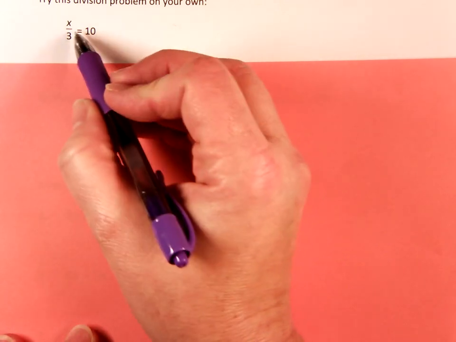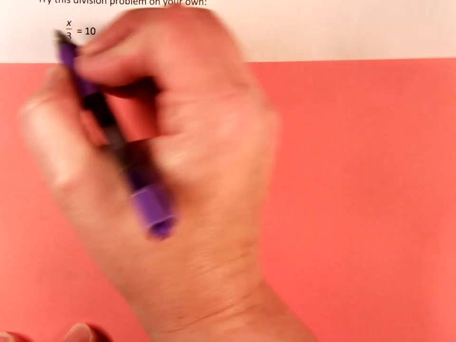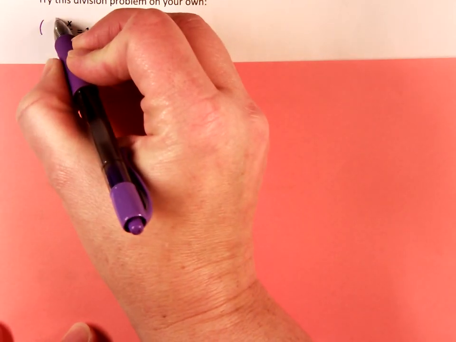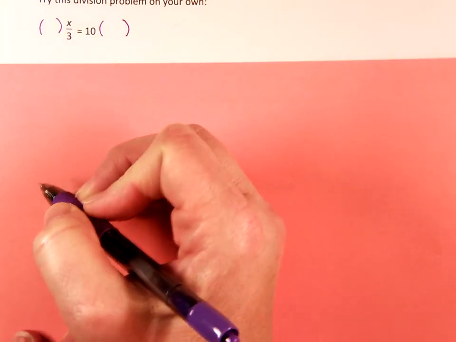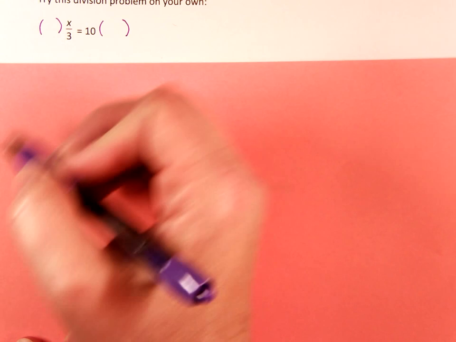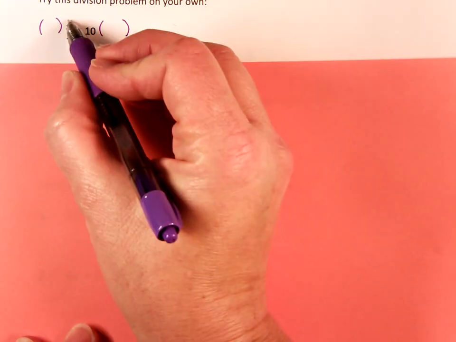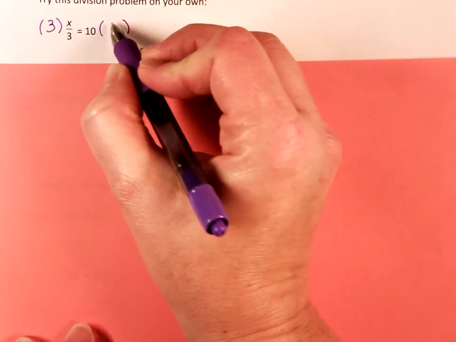So the opposite of division is multiplication, and I sometimes like to show it in parentheses. I'm multiplying each side of my equation by a certain number. What number do I pick? 3 or 10? 3. That's right. Pick the number closest to the x, which is underneath it here. So multiply each side by 3.